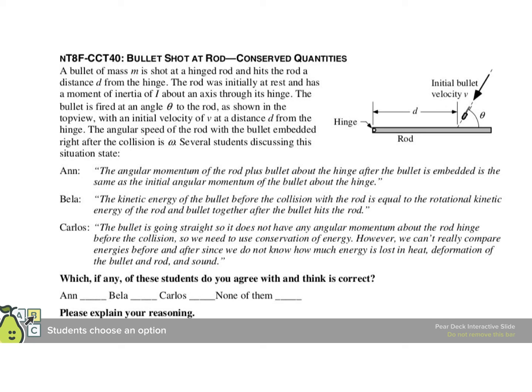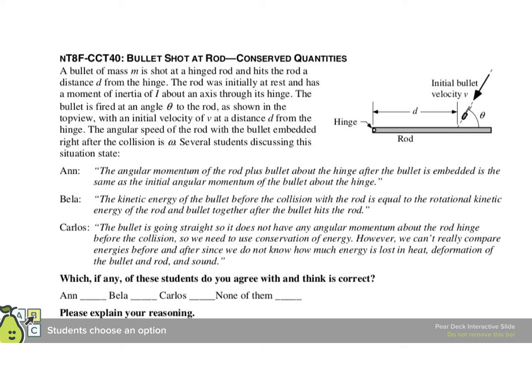Bella says the kinetic energy of the bullet before the collision with the rod is equal to the rotational kinetic energy of the rod plus the bullet together after the bullet hits the rod. And Carlos says the bullet is going straight, so it does not have an angular momentum about the rod hinge before the collision, so we need to use conservation of energy. However, we can't really compare the energy before and after, since we don't know how much energy is lost in heat, deformation of the bullet and rod, and so on, and sound. Which do you think is right, and why?